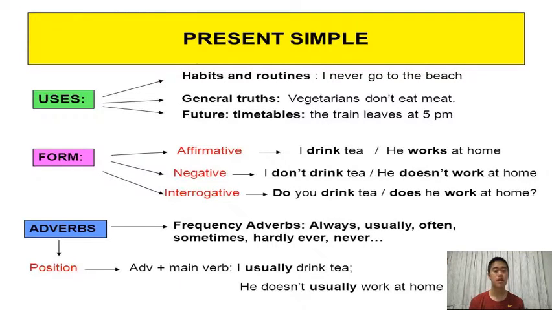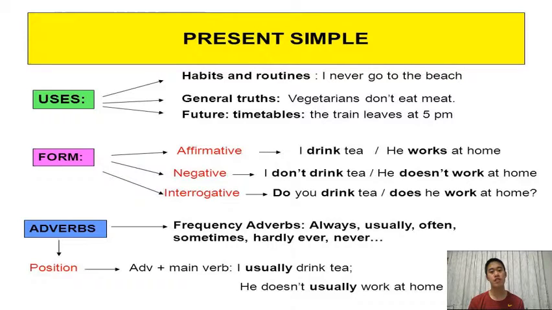That's for affirmative. Now with negative, I don't drink tea. He doesn't drink tea. Notice that there is no S for the negative, for either first person or third person, but the do verb changes. I don't drink tea. He doesn't drink tea. Now for negative, you aren't going to add an S for third person like you do in affirmative.